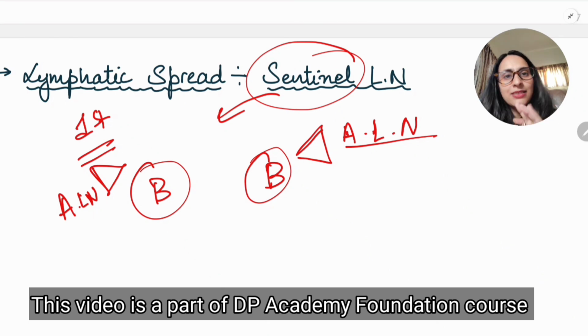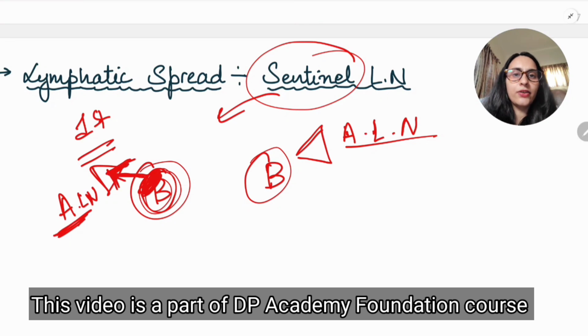That means the breast first gives lymphatic drainage to the axilla. So the first lymph node to receive the lymphatic drainage from an organ is the sentinel lymph node. If a cancer is in the breast, the first place it is going to go is the axilla, because this is the first lymph node that gets the lymphatic drainage. So breast cancer is going to metastasize to the axillary lymph node, because it is the first lymph node.